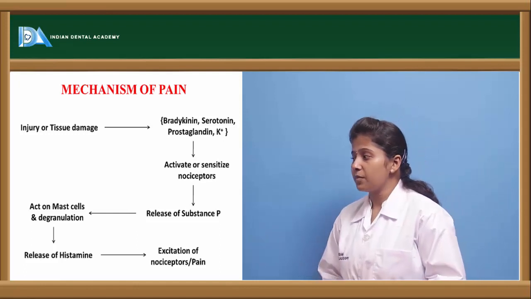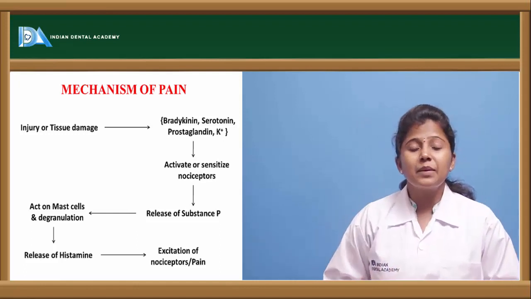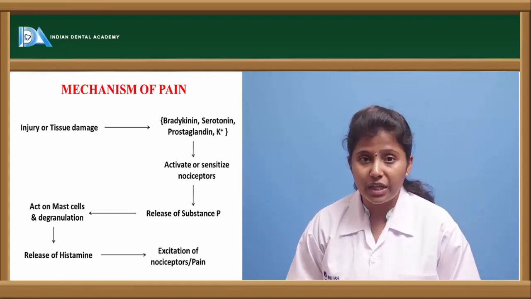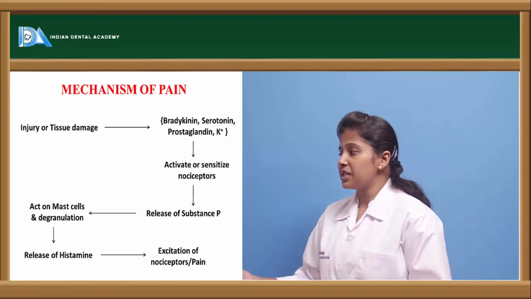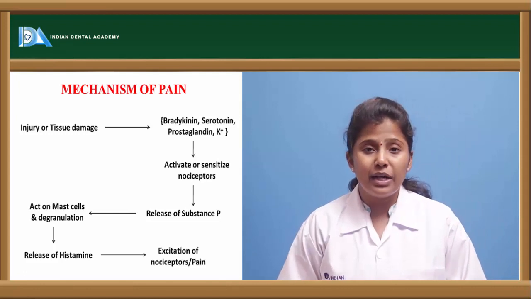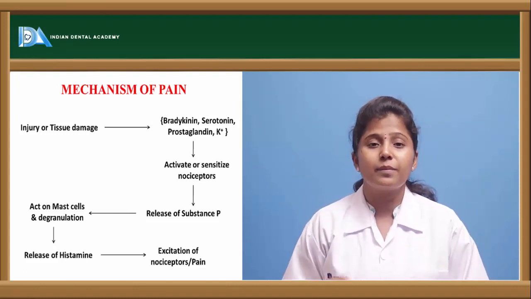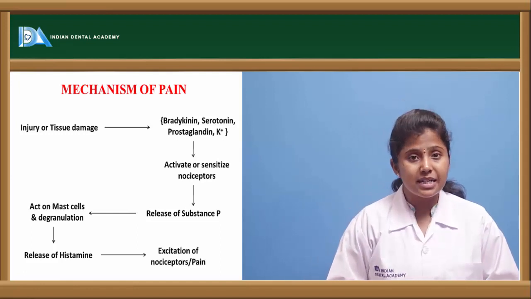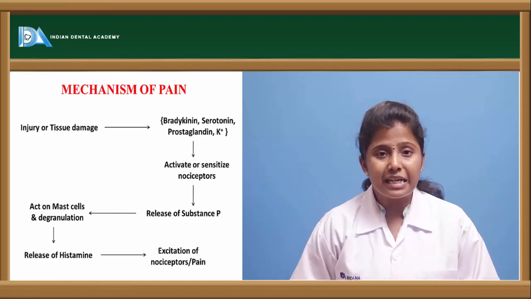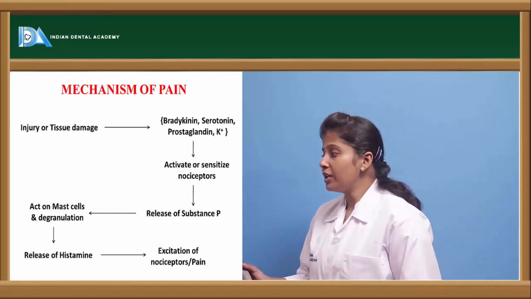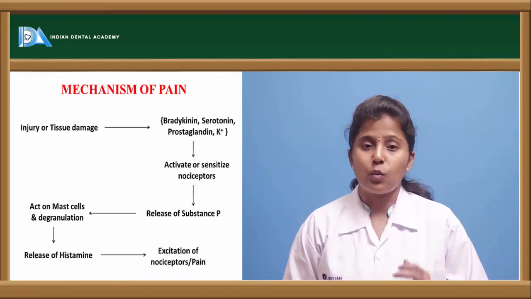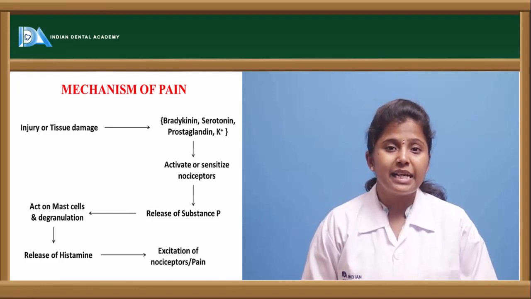When the nociceptive receptors are activated, they release a chemical mediator called substance P. This is one of the main chemical mediators involved in the pain pathway mechanism. And what does substance P do? It acts on the mast cells. Once degranulation of the mast cells occurs, these mast cells release histamine. Histamine is the chemical allergen released in the body. On release of histamine, it causes excitation of the nociceptive receptors. Once the nociceptive receptors get excited, it leads to pain.